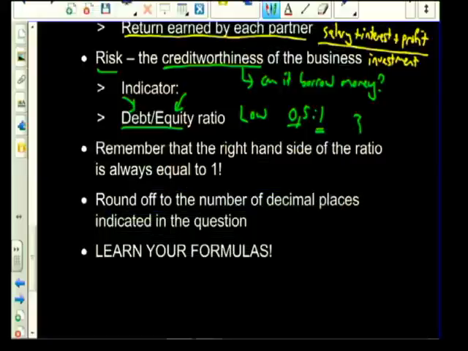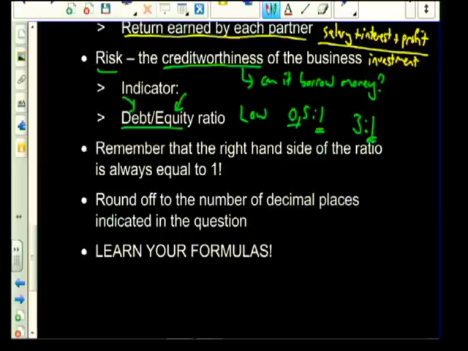So let's say that we calculate a ratio as 3-to-1. What this means is that for every 1 rand that the business has invested from its partners, it owes 3 rand in liabilities. So do you think that the bank would lend the partners money if they already owe 3 times as much as what they've invested in the business? I don't think so. The bank really would not do that.